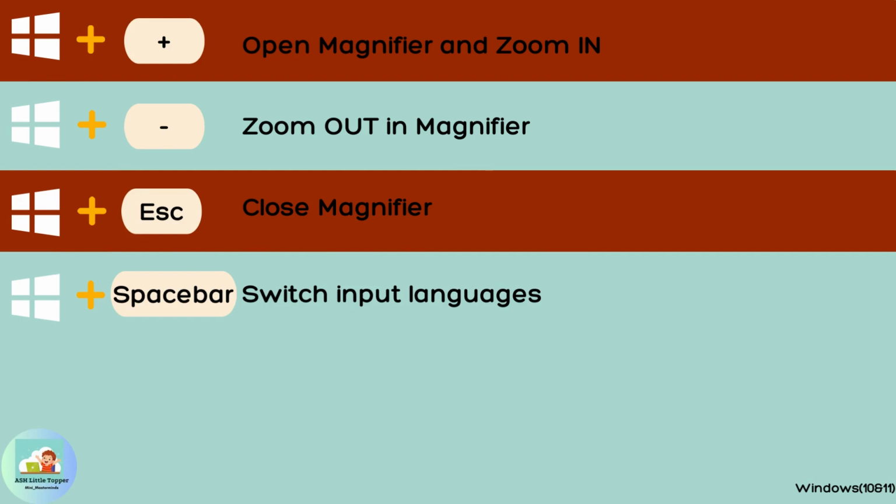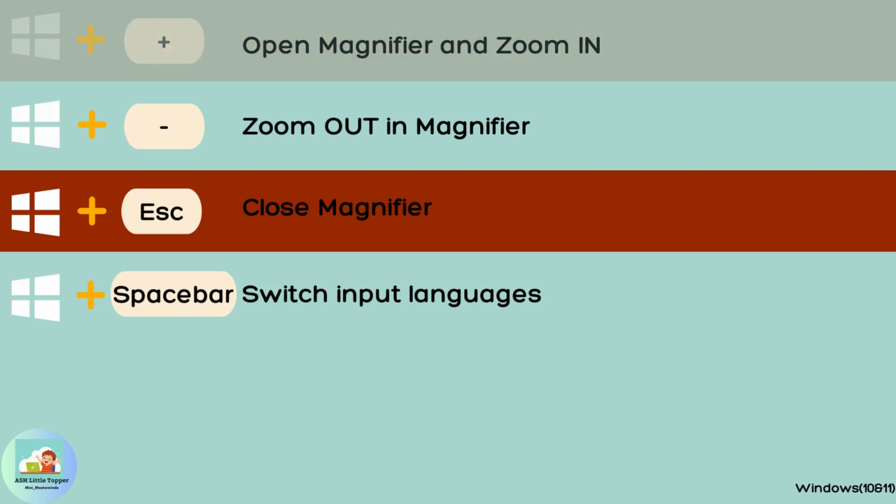Windows with symbol plus opens the magnifier and zooms in. Windows with the symbol minus will zoom out in the magnifier. Windows plus escape closes the magnifier. Windows plus spacebar switches the input languages.